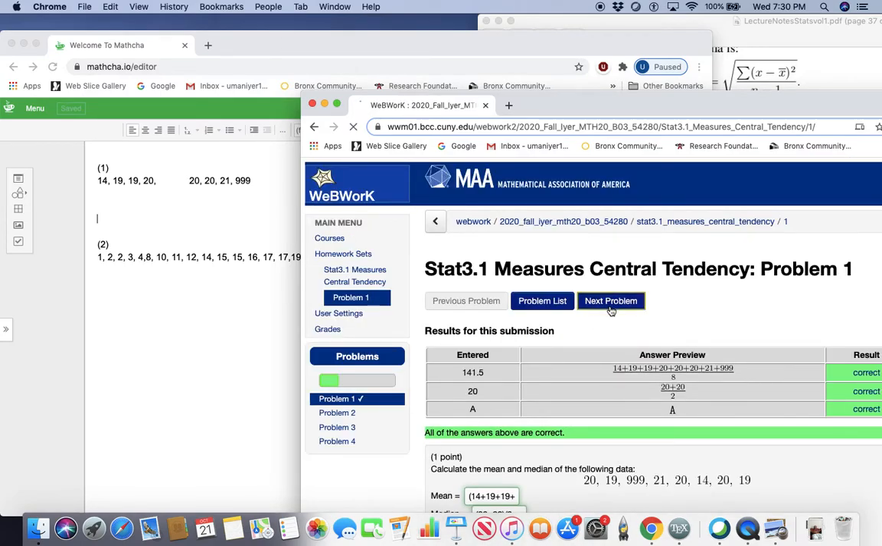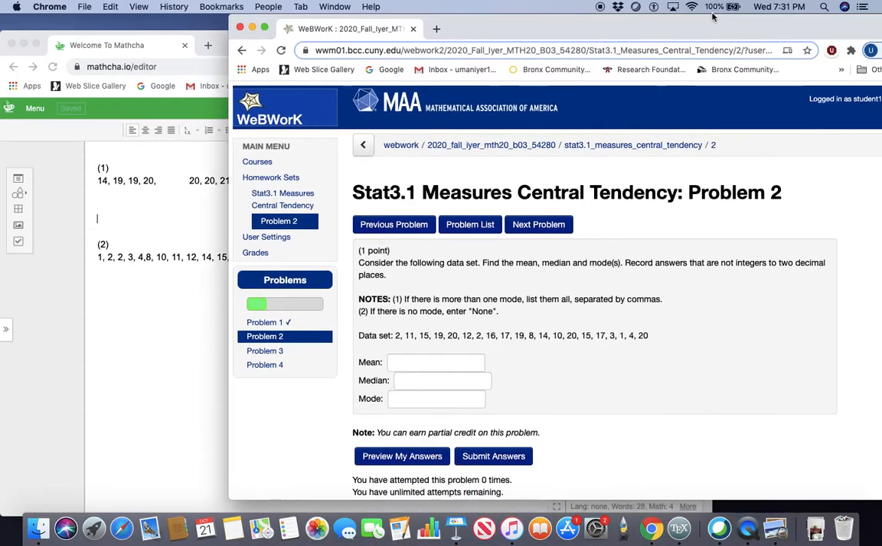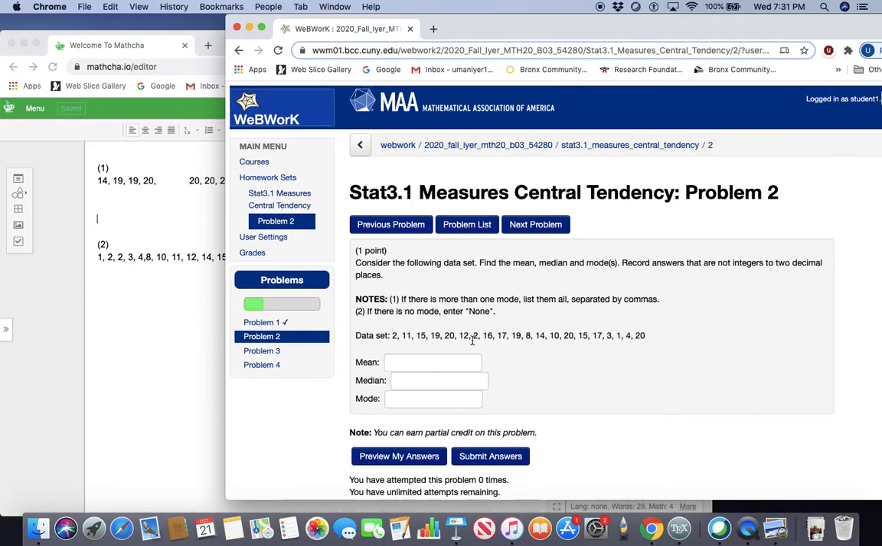That's correct. Next problem. Now, next problem, consider the following data set. Find the mean, median, and modes. Record answers that are not integers to two decimal places. If there is more than one mode, list them all, separated by commas.